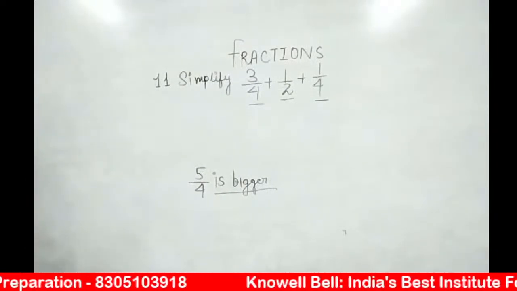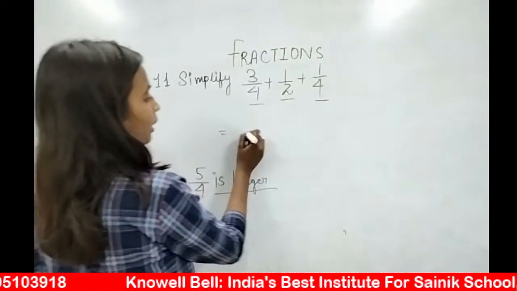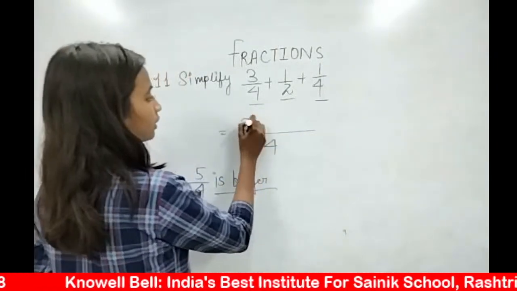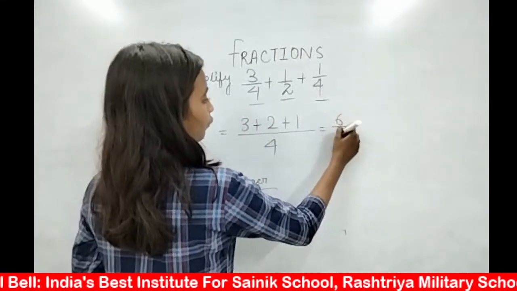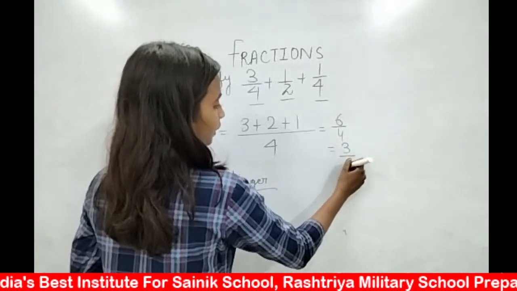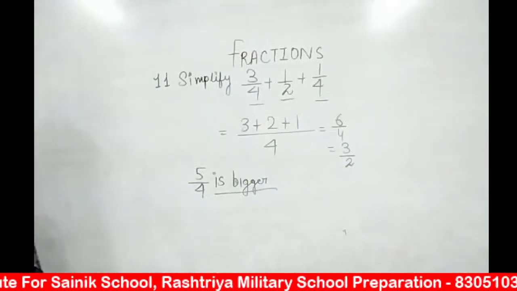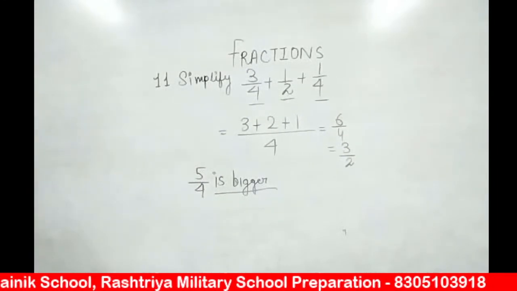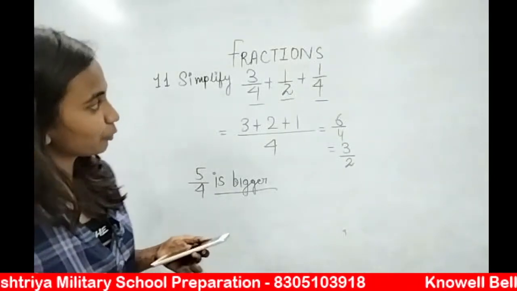3 by 2 or 6 by 4. Okay, 3 by 2 or 6 by 4. LCM we will take 4. 3 plus 2 plus 1 is 6 by 4 or 3 by 2. Very good. Just one answered first this time. Okay. LCM is 8? No, LCM would be 4.